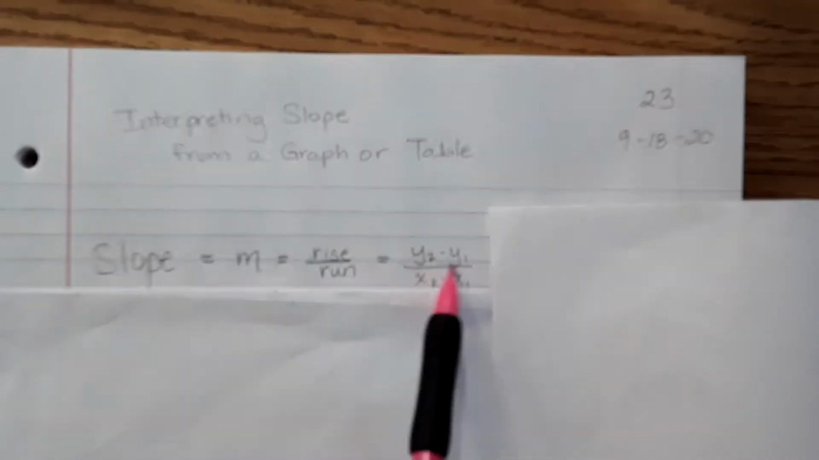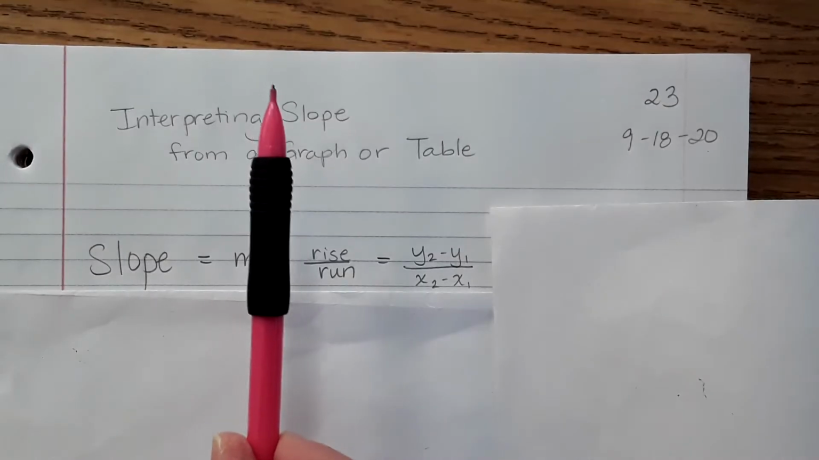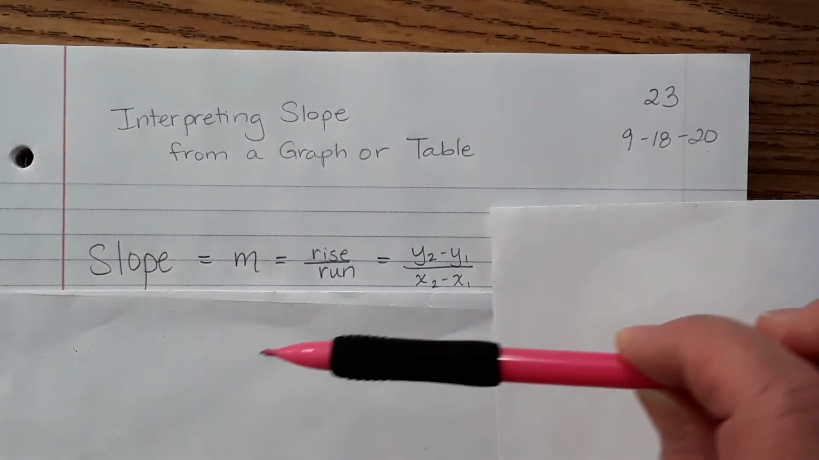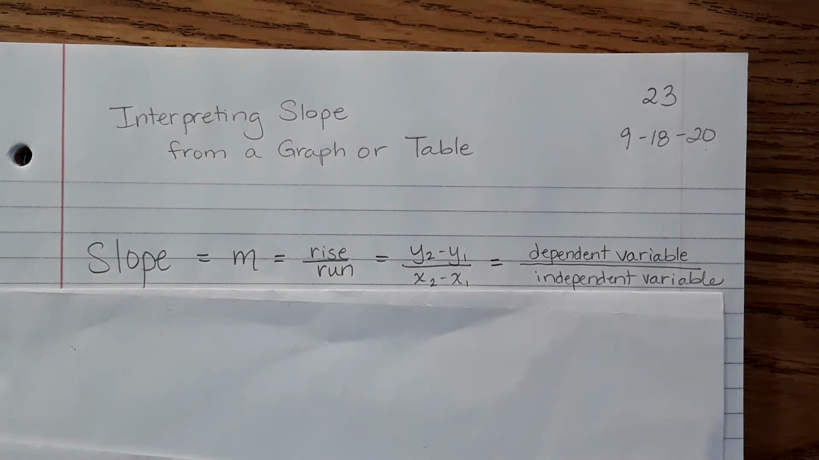Remember that this is really the same thing because rise is the vertical, which is the y-axis, and run is the horizontal, which is the x-axis. And this is also the dependent variable over the independent variable. This is especially important when you have a table or graph so that you can see which label is which.